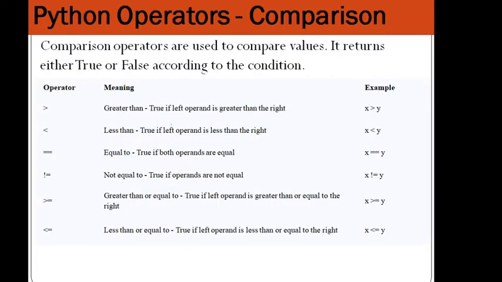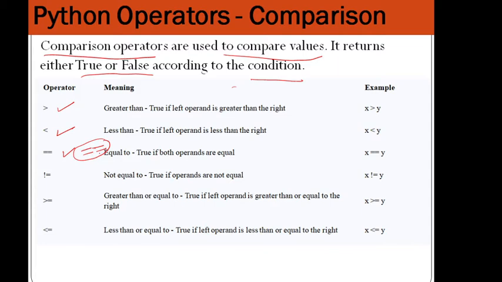Then we are coming to the comparison operators. These are used to compare values. They return either true or false according to the condition that we are putting into them. So we have greater than, x greater than y, true or false, less than, equal to. Here you can observe that equal to is a combination of two equal signs. So this is the equal to operator, whether x is equal to y or not.